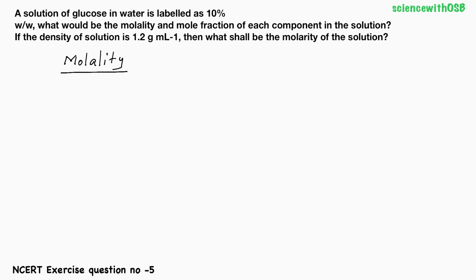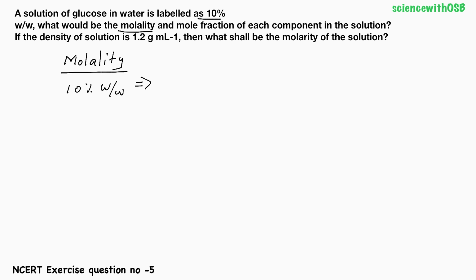First, we can find molality. For doing a numerical, always identify the context. Here mass percentage is given. If mass percentage is given, finding molality is very easy. So I will explain that. See, 10%, right? Mass percentage.